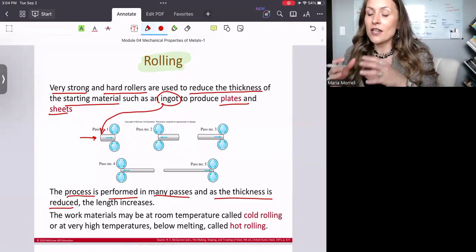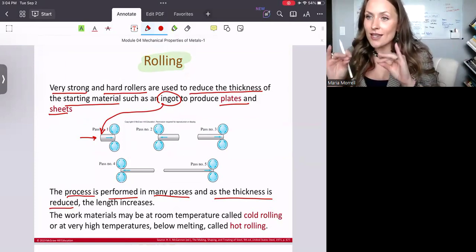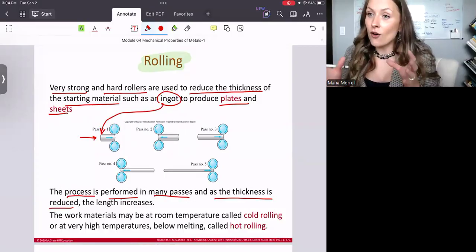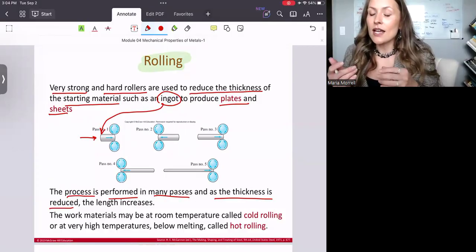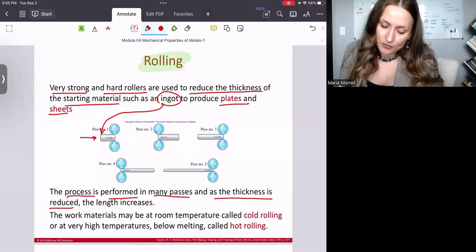Something that is very, very thick. And as you pass it through the rollers, you actually reduce the thickness, right? With every single pass. But the volume, right? The volume of your starting material always remains the same, right? What happens is that the material elongates, right?